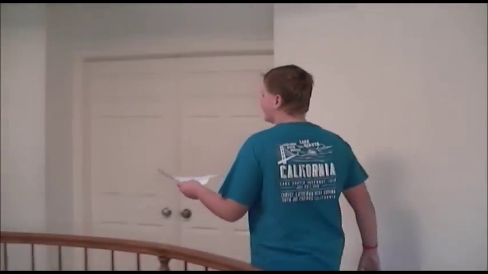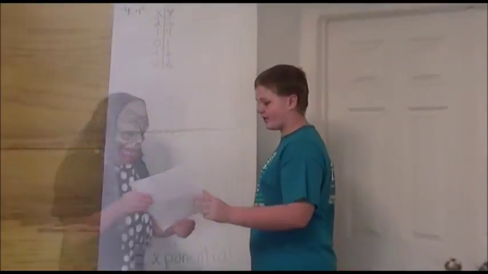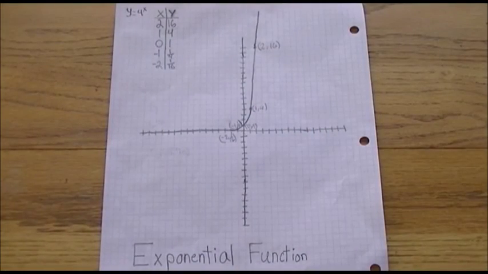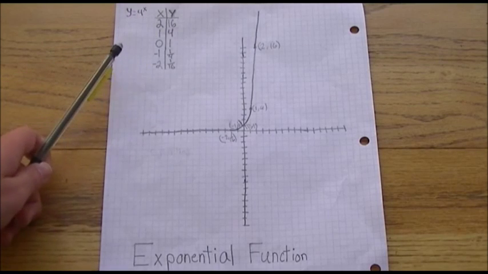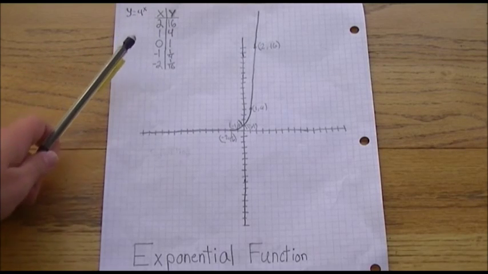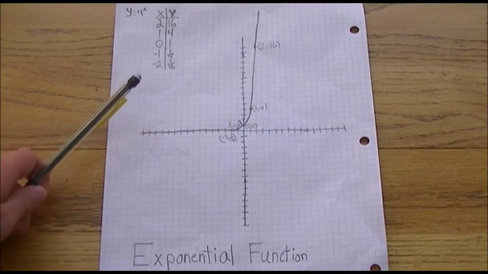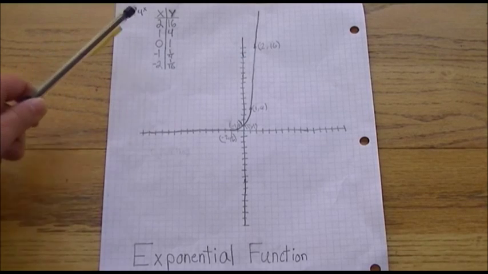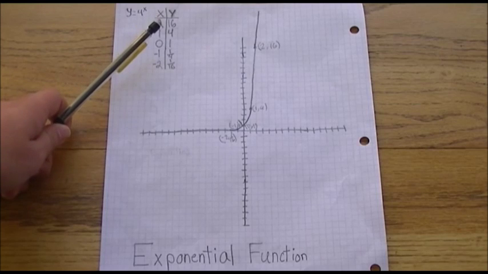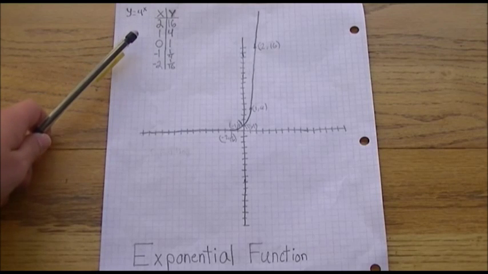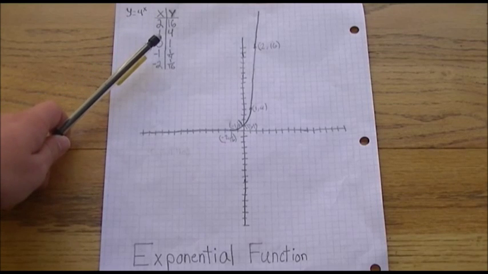Hey, Zombie, I got the next exponential equation. Our problem for exponential function is y equals 4^x. Now for this, we have to create a table of values, which is x and y. For x, we'll do 2, 1, 0, negative 1, and negative 2. For x equals 2, that would equal y, which is 16. For x equals 1, that will equal y equals 4.